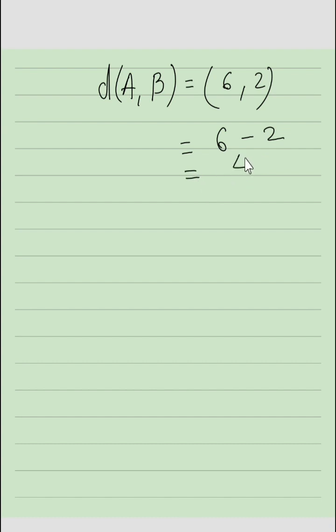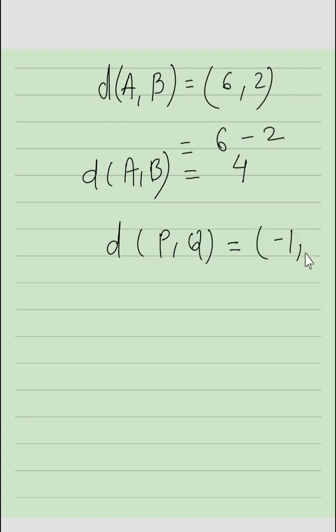6 minus 2 is 4. So the actual distance from A to B would be 4. In the same way, if I have to find the distance of points P and Q, that is minus 1 comma 5, at this moment I will take the larger number first, then subtract the smaller number, which is minus 1. I will write minus 1 in the bracket. So the next step becomes 5 minus into minus, it is plus 1. So 5 plus 1 is nothing but 6. In this way we find the distance between 2 points if these are the points which are located on an axis, either x-axis or y-axis.